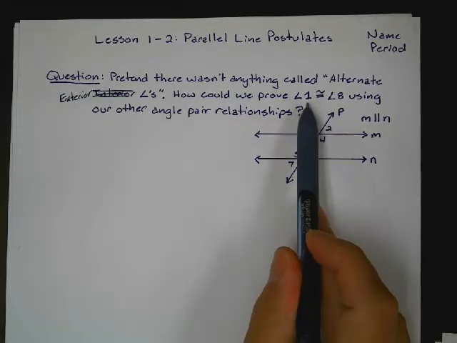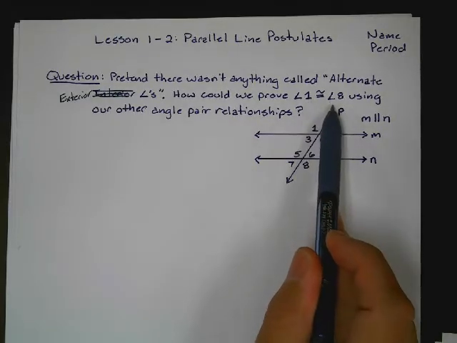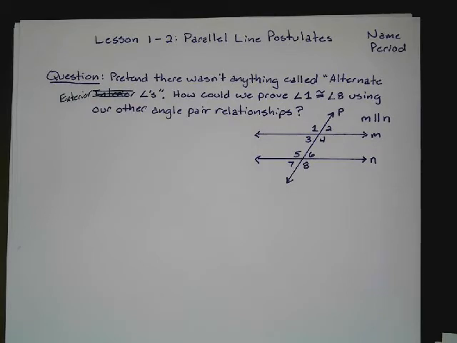How could we prove that angle 1 is congruent to angle 8 using all the other angle relationships that we've learned already? The ones from lesson 1-1 and the lessons from today. So figure out, it's going to probably take 2 steps, but how could you prove that 1 and 8 are congruent using some of our other reasons that we've come up with?